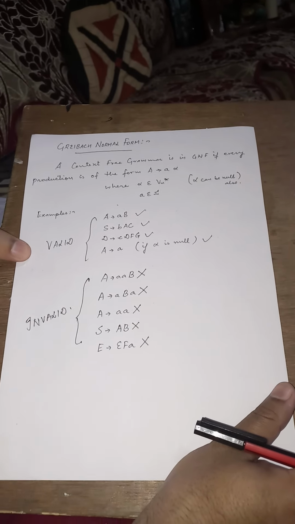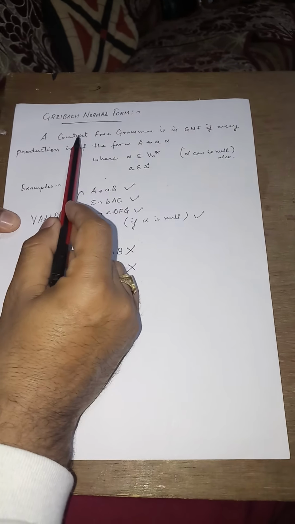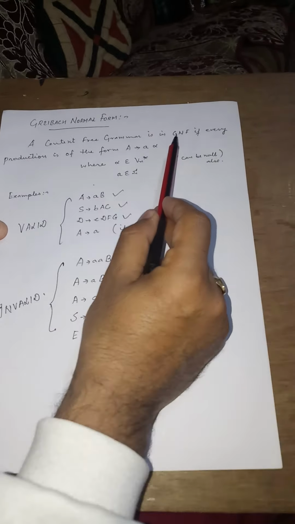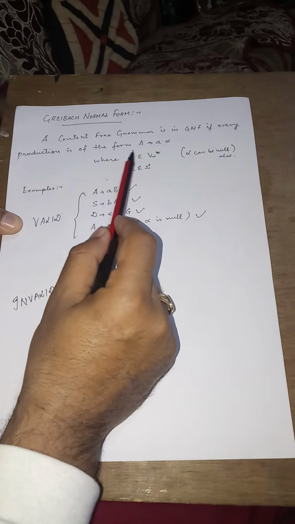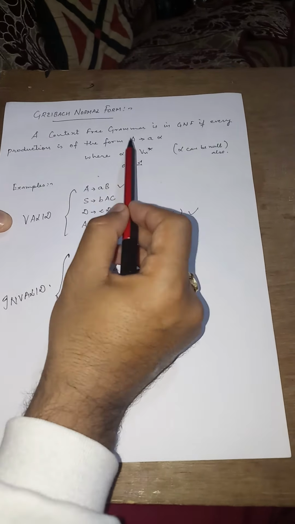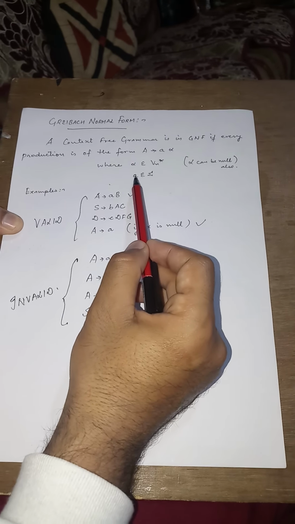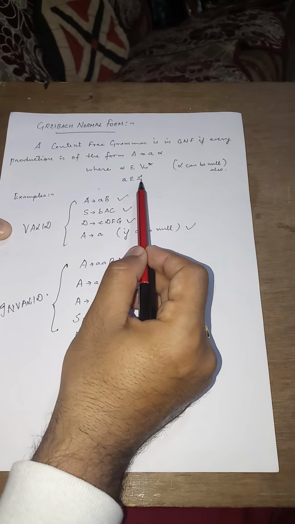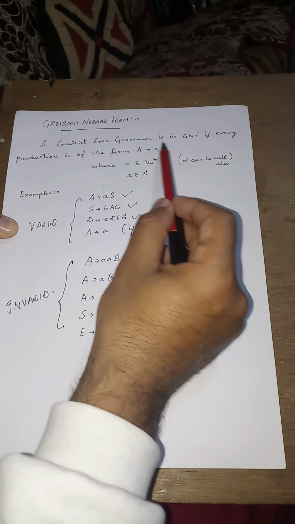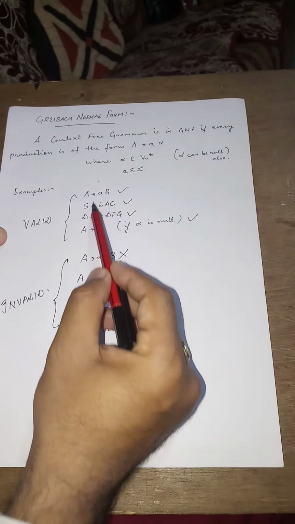Today we will learn Greibach normal form. So first of all, its definition. A context-free grammar is in Greibach normal form if every production is of the form capital A goes to small a alpha, where alpha belongs to V_N star and a belongs to sigma, that is, a terminal.